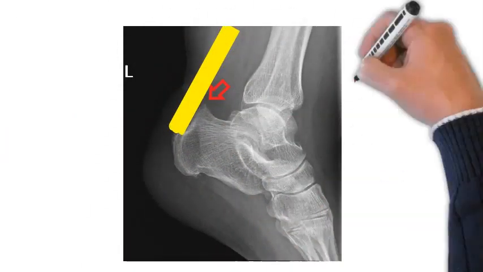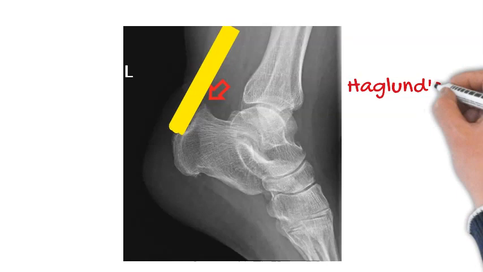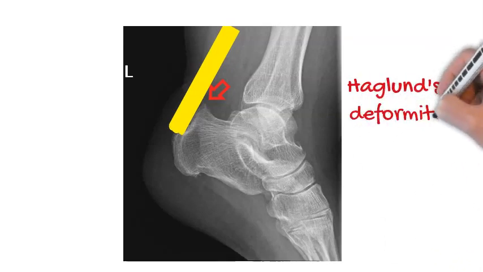Now, this picture here is just an example of your insertional Achilles tendonitis. They often have something called a Haglund's deformity, which is a little bony protrusion, which is marked by the red arrow just there, and the yellow bit there is the Achilles tendon itself attaching into the heel bone.